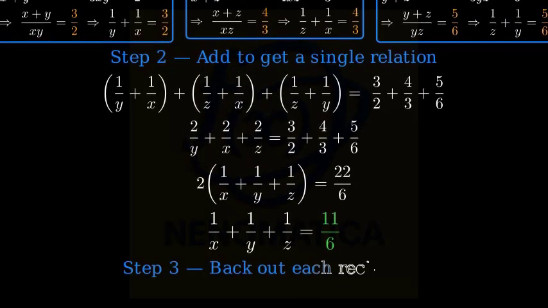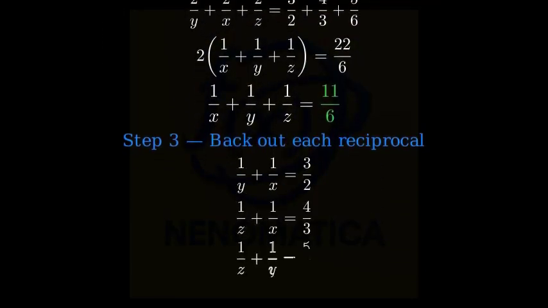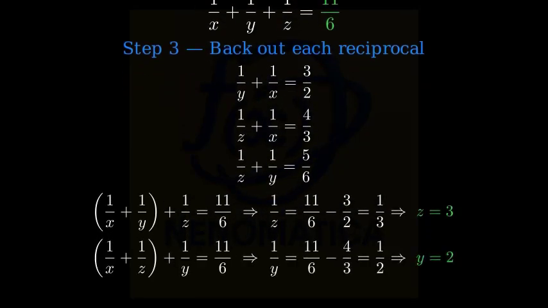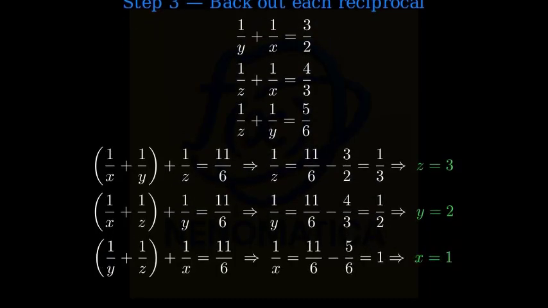Step 3. Solve each variable by subtracting the known pair from the sum. Using 1 over x plus 1 over y equals 3 halves, 1 over z equals 11/6 minus 3 halves equals 1/3. So z equals 3. Using 1 over x plus 1 over z equals 4/3, we get 1 over y equals 11/6 minus 4/3 equals 1/2, hence y equals 2. Using 1 over y plus 1 over z equals 5/6, we get 1 over x equals 11/6 minus 5/6 equals 1. So x equals 1.